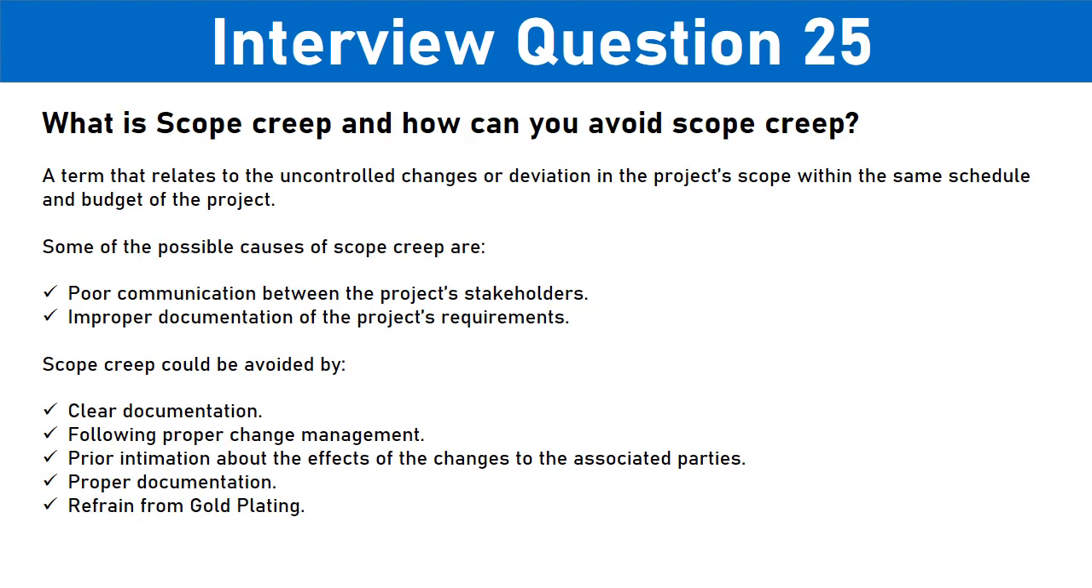Interview question 25. What is scope creep and how can you avoid scope creep? It is a term that relates to the uncontrolled changes or deviation in the project's scope within the same schedule and budget of the project. Some of the possible causes of scope creep are: poor communication between the project's stakeholders, improper documentation of the project's requirements. Scope creep could be avoided by clear documentation, following proper change management, prior intimation about the effects of the changes to the associated parties, proper documentation, refrain from gold plating.